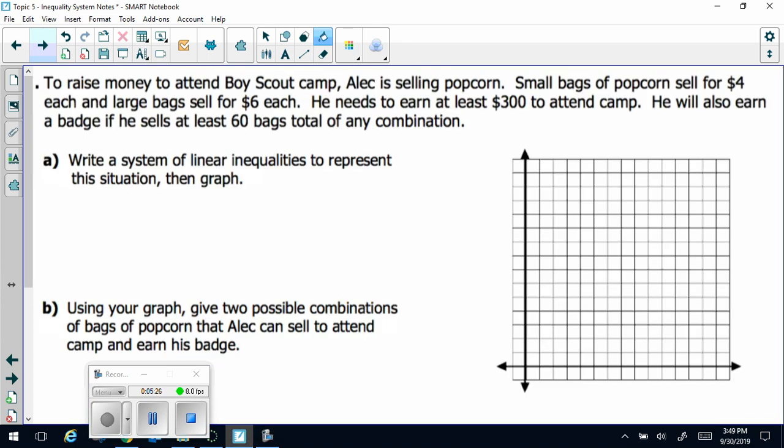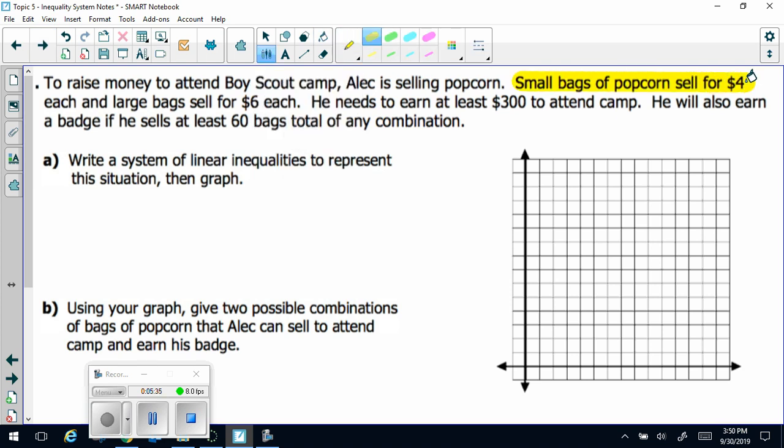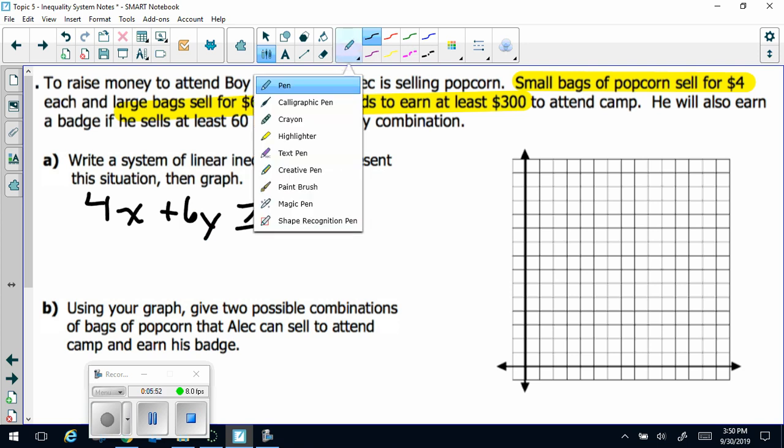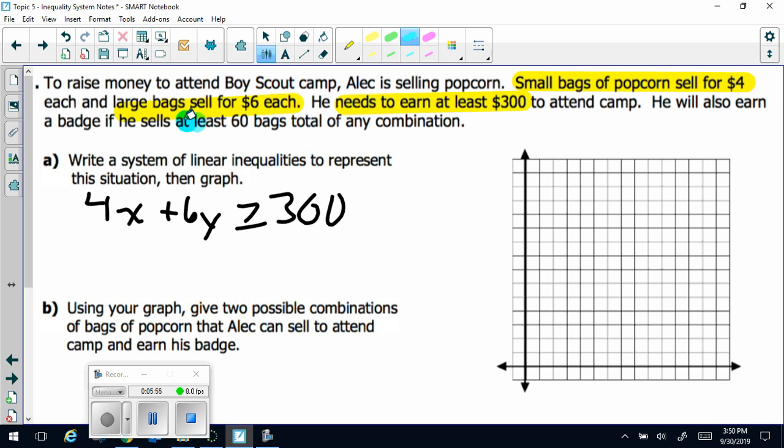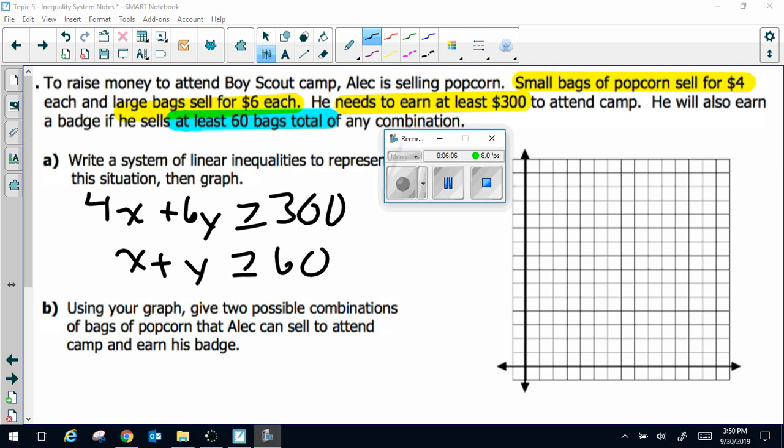Okay. Sometimes you get a word problem and you'll have to read it and figure out what it's giving you. So in this word problem, they tell us that small bags of popcorn sell for $4, big bags sell for $6. They need at least $300. So I can get an equation from that. That would be 4x plus 6y, and at least means it has to be greater than or equal to 300. And they also told you that they need a total of at least 60 bags sold. Well, total means that x plus y, the total number of bags, would have to be greater than or equal to 60. Okay, so we can go ahead and graph this.